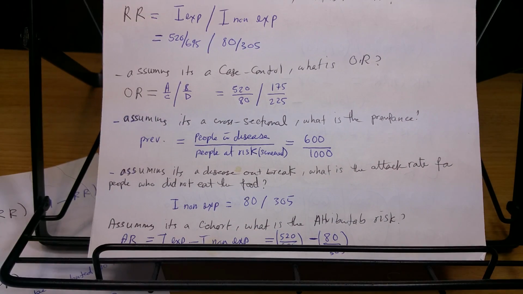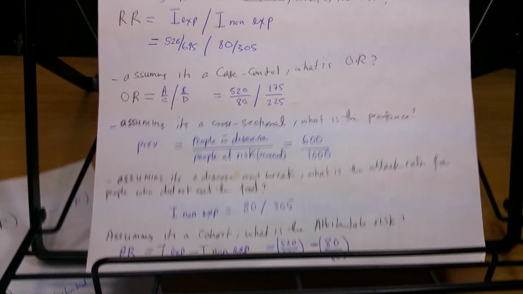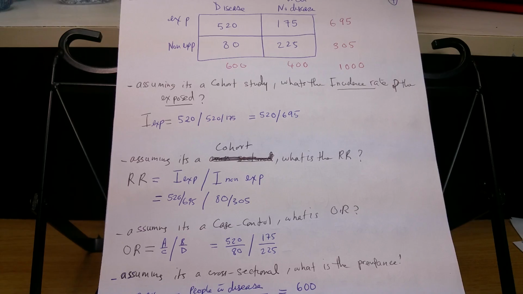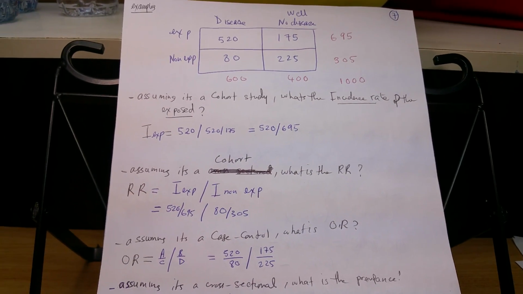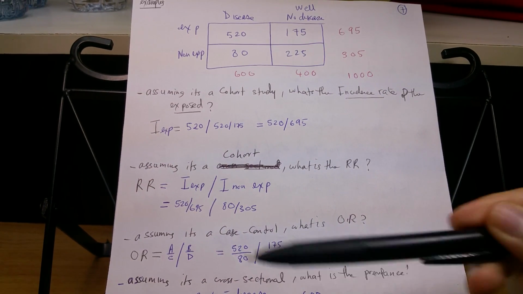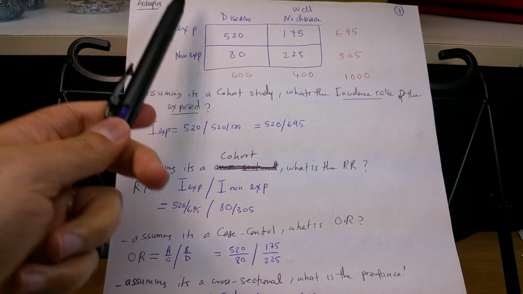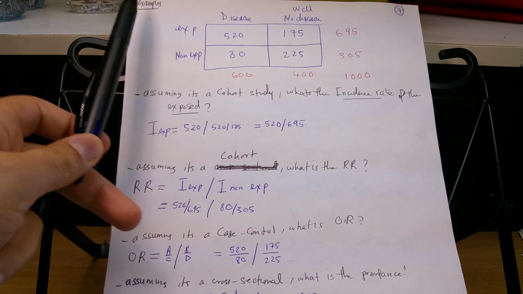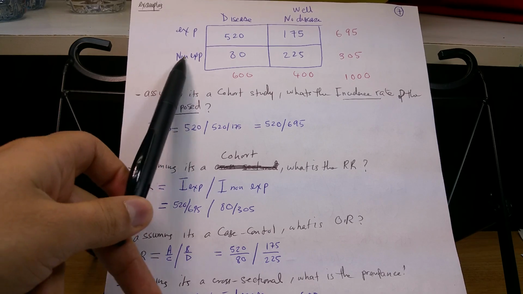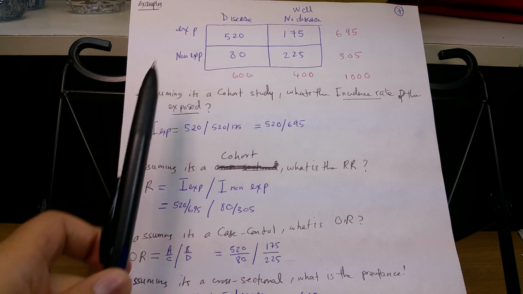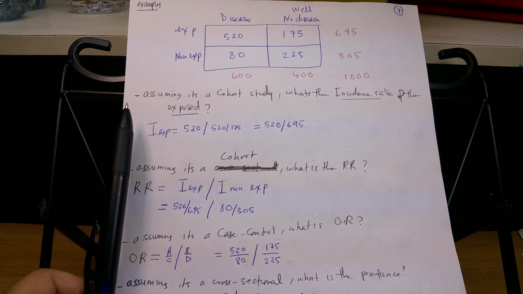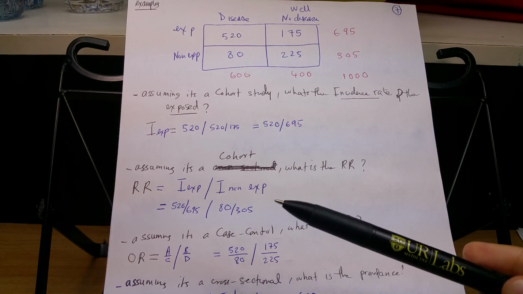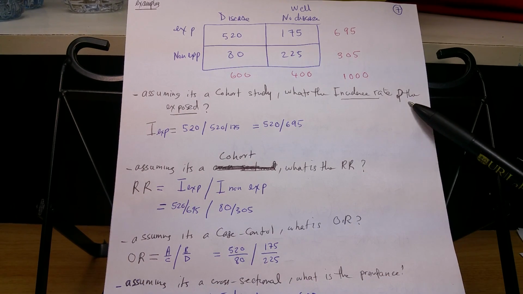Another example. Is this 2 by 2 table where we have people with a disease or people with no disease or are well. Here we have people who are exposed, people non-exposed. So assuming it's a cohort study, what's the incidence rate of the exposed?